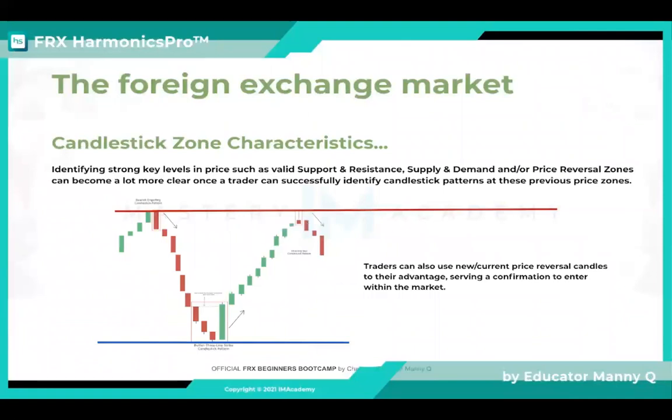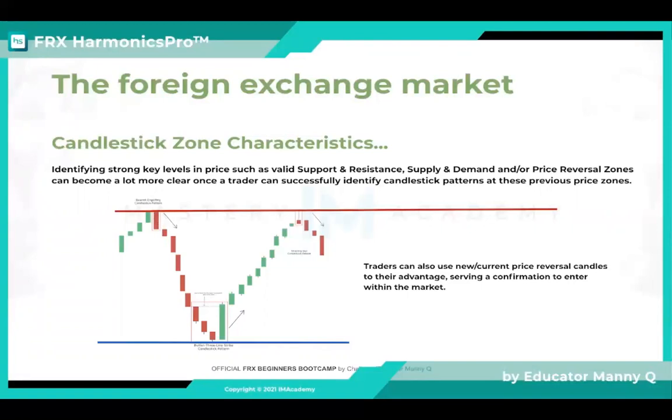So what do I mean? In our previous classes, we talked about support and resistance, supply and demand, big candles, stop and reverses at these areas. Now, if you have price running back into an area of resistance or support, or maybe it's at a price reversal zone where you're getting hits on both sides of the designated structure level, identifying candlestick patterns at those structure levels can help you determine the strength of those zones.